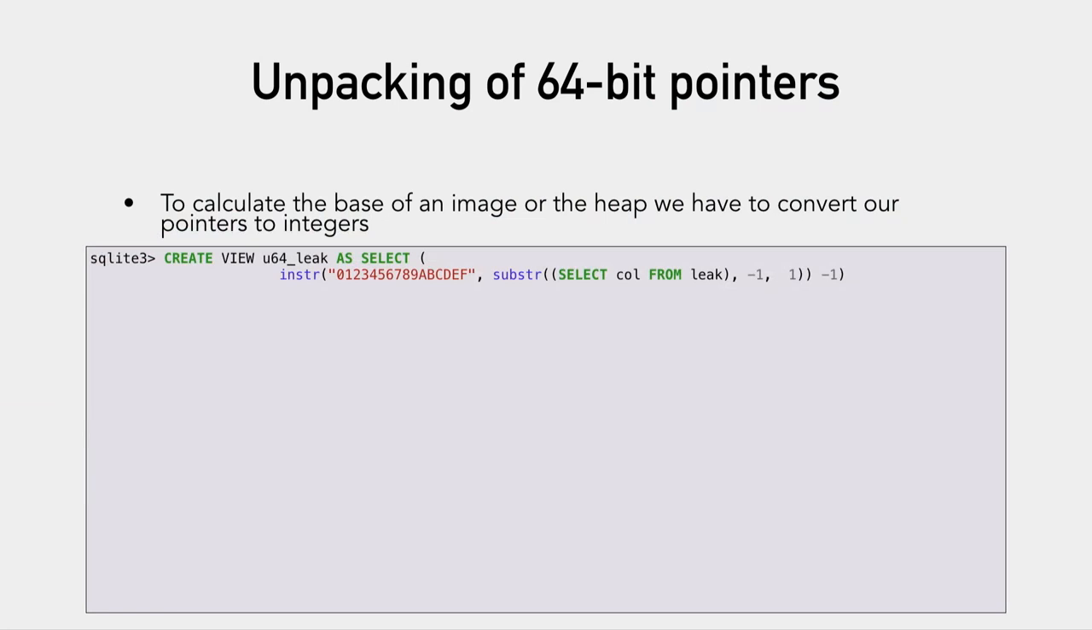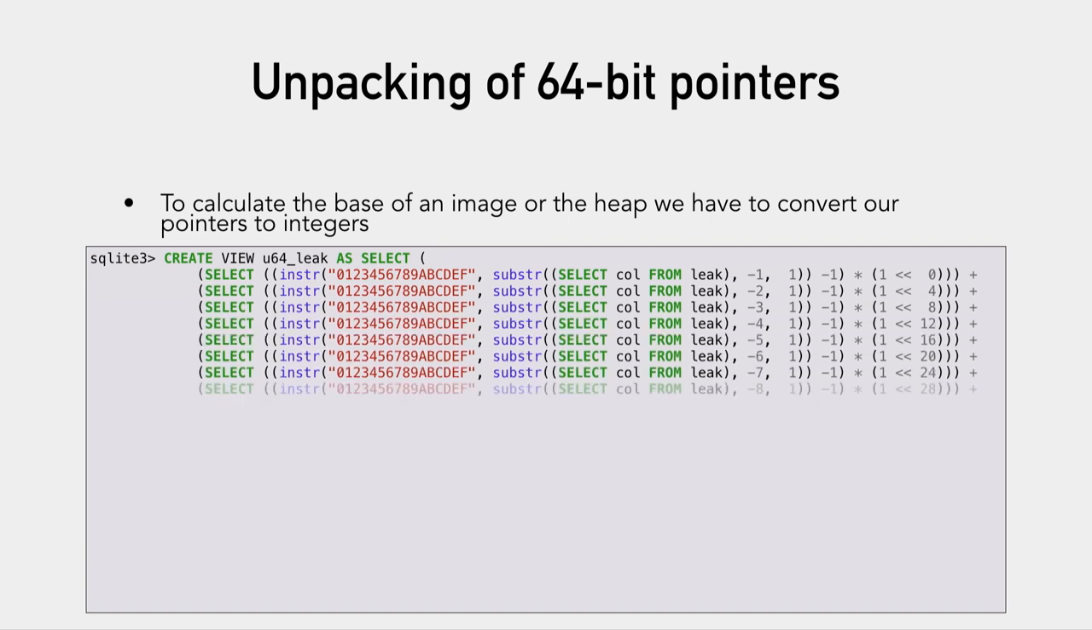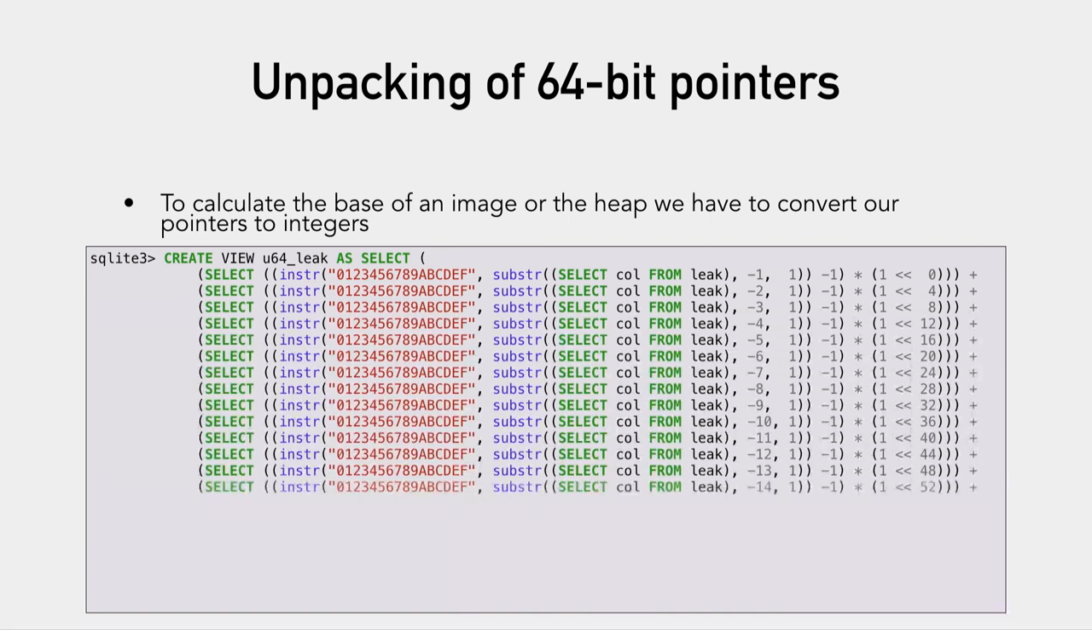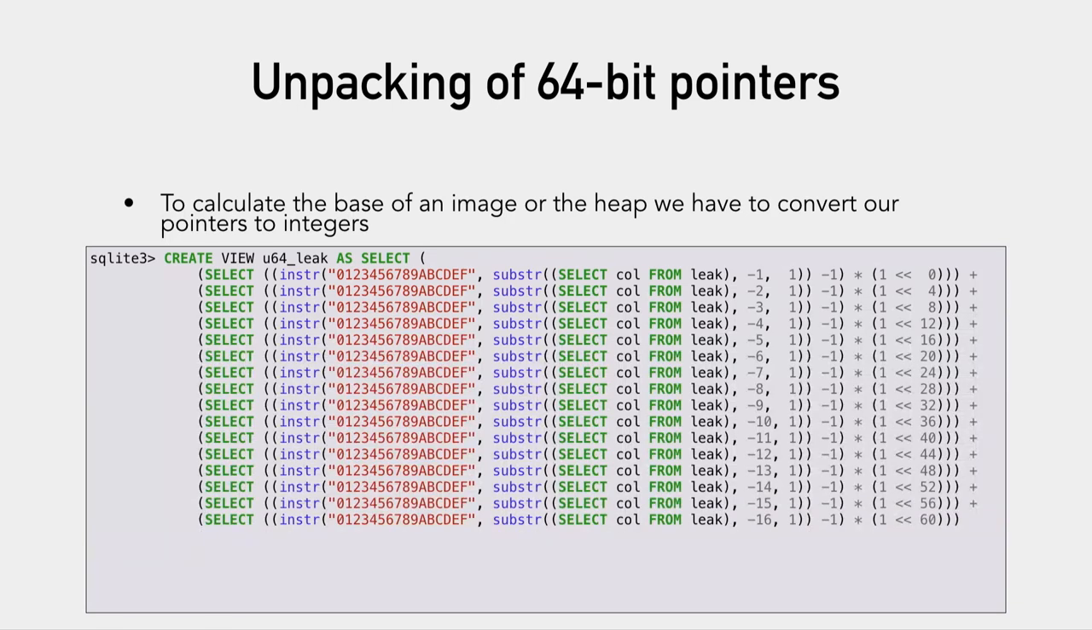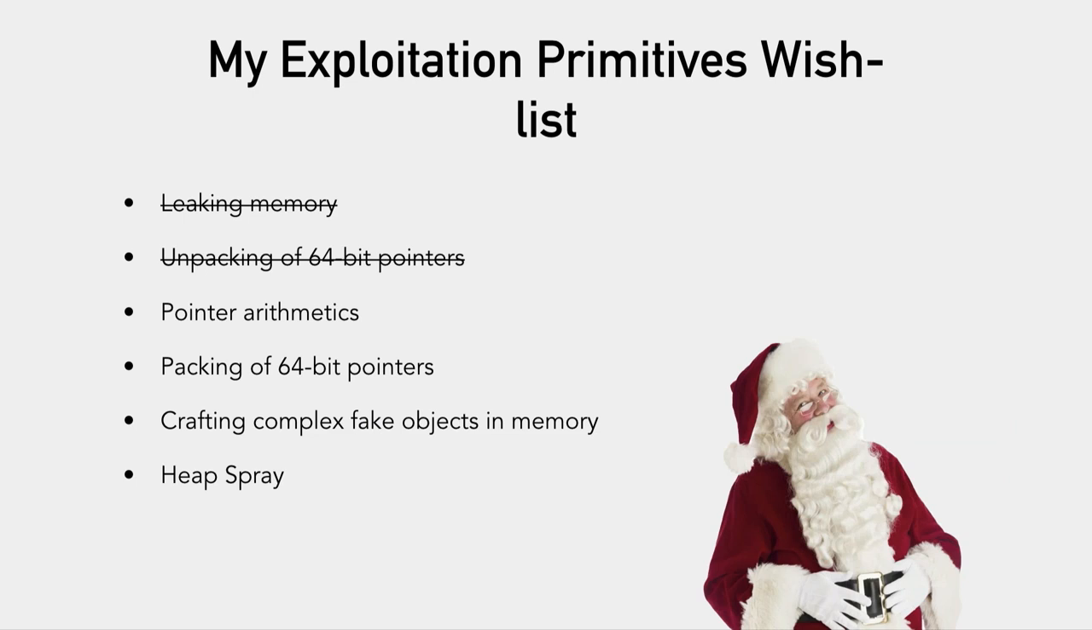In str is just like str char. And we get the value of this hex character. Because it is one base, you have the minus one on the side. And then you have some multiplication and shifting dark voodoo. And you simply return it for every character in the pointer, resulting in this monster query. But eventually, we actually unpacked the pointer, and now we have the integer value. So again, we can cross that off the list as well.